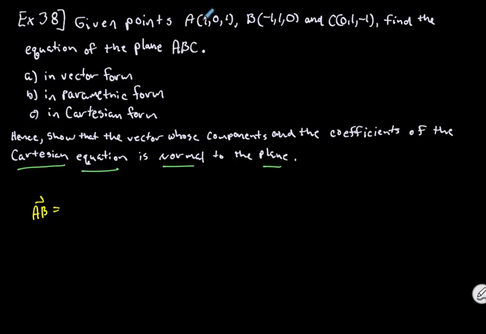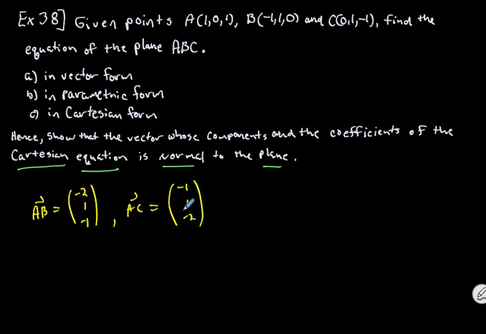So AB would be negative 1 minus 1, so that would be negative 2. And then 1 minus 0 is 1. And then 0 minus 1 is negative 1, so that's AB in that plane. And then I can find the vector AC, right? AC would be 0 minus 1, so that's negative 1. And then 1 minus 0 is 1. And then negative 1 minus 1 is negative 2, right?